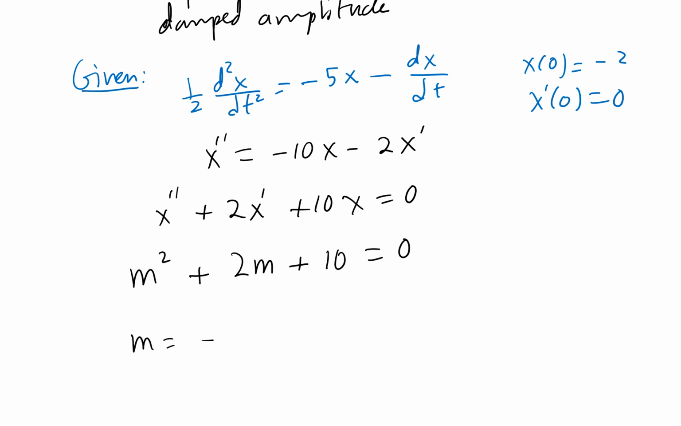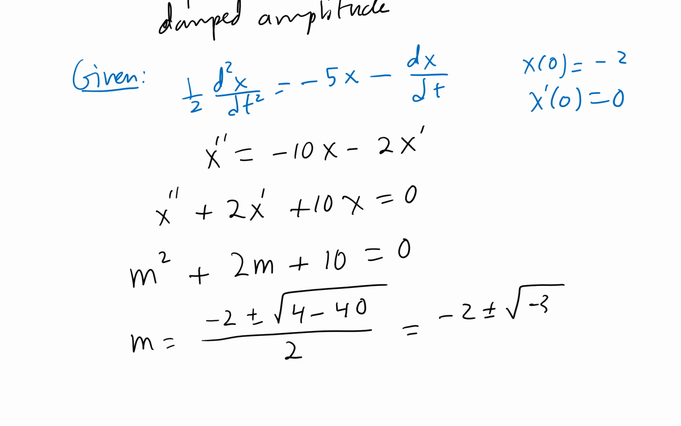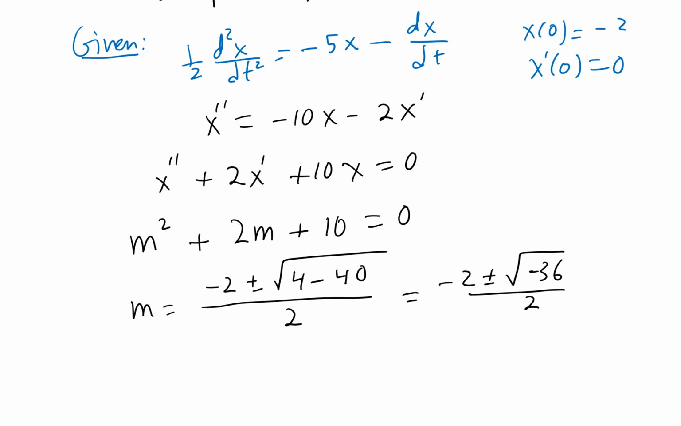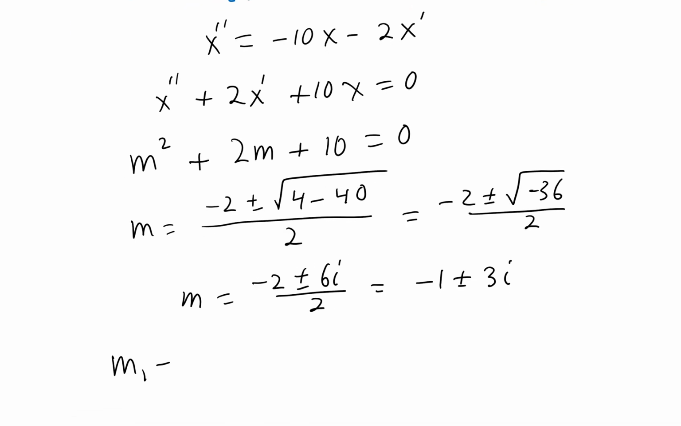Solving this using the quadratic formula, negative b plus or minus the square root of b squared minus 4ac over 2a, gives us negative 2 plus or minus the square root of negative 36 over 2. So m equals negative 2 plus or minus 6i over 2. That gives negative 1 plus or minus 3i. So we have two complex roots: negative 1 plus 3i, and the other one is negative 1 minus 3i.